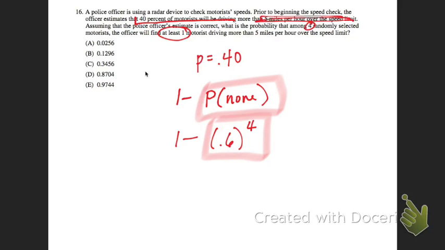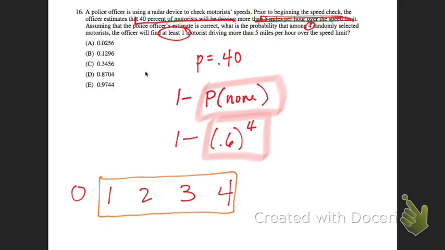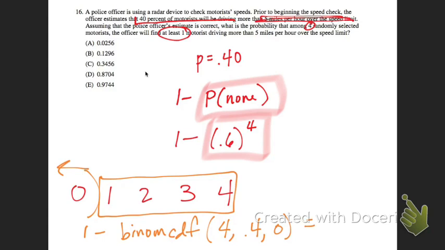If you did it the binomial way, so binomial is like 0, 1, 2, 3, 4. Like out of the 4 people, 0 of them could drive over the speed limit, 1, 2, 3, or 4. We want to encompass at least 1, so include 1, 2, 3, and 4. So you do 1 minus binom CDF or PDF, it doesn't matter, either one, of 4, 0.4, 0. You want to subtract away 0. And you end up getting the same thing. So these two do the same thing.